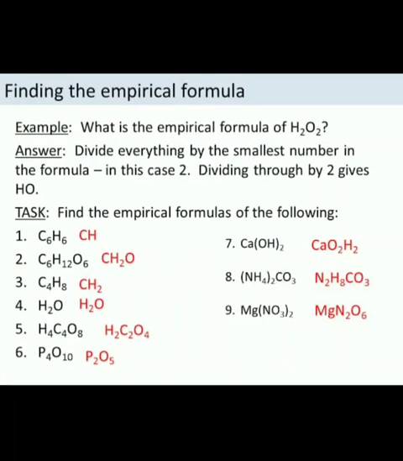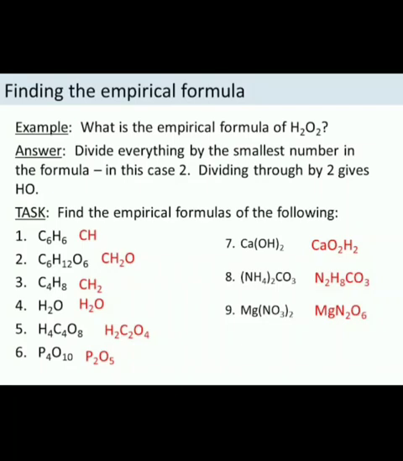Okay, so let's see here. Example: what is the empirical formula of H2O2? That means hydrogen peroxide. The formula is H2O2. To find the empirical formula, first you have to find the smallest number. Here in H2O2, what is the smallest number? That is 2. So you divide each number by 2: 2 ones are 2 and 2 ones are 2. That means you get HO. So the empirical formula of H2O2 equals HO.